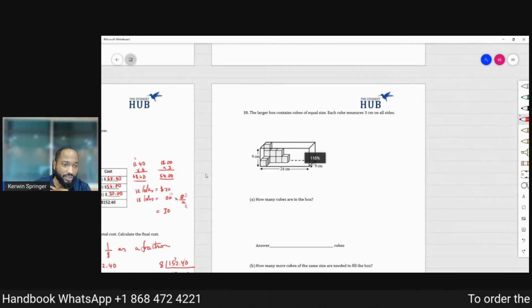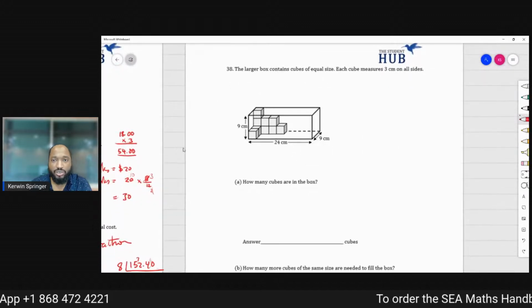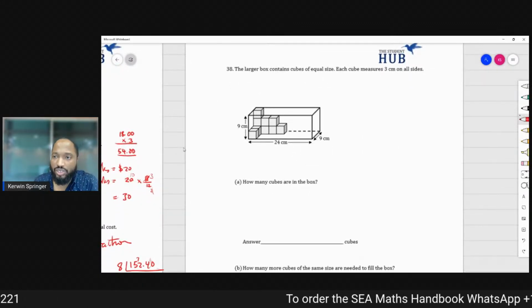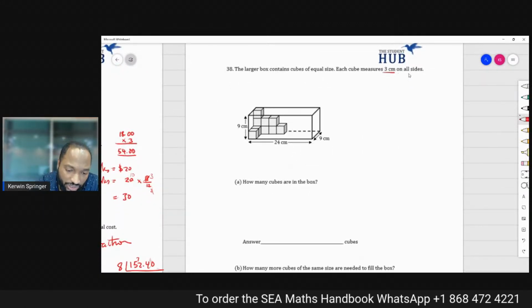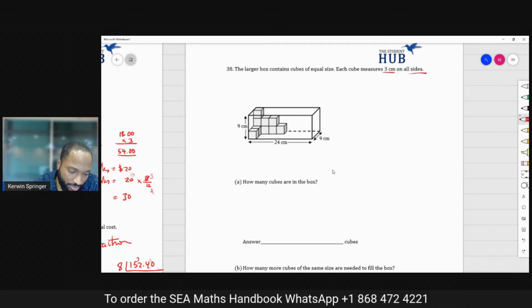The large box contains cubes of equal size. Each cube measures 3 centimeters on all sides. How many cubes are in the box?